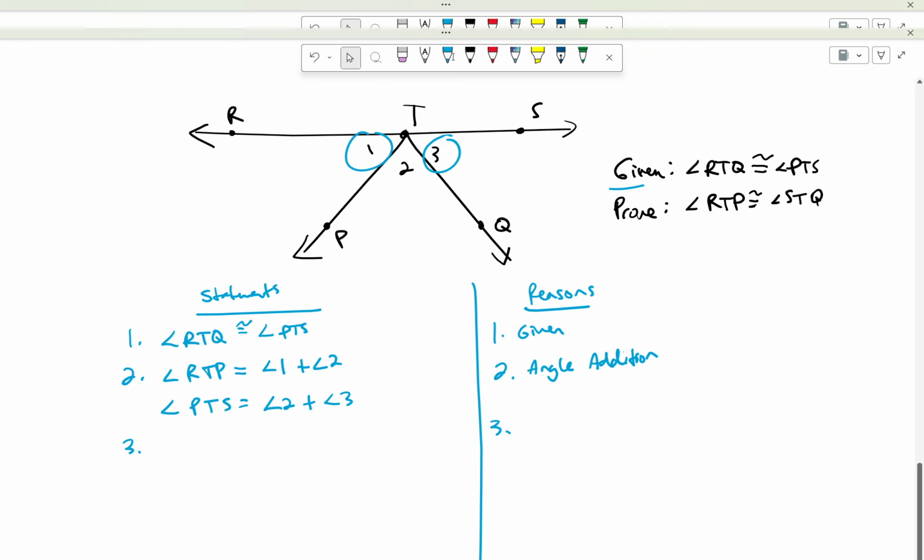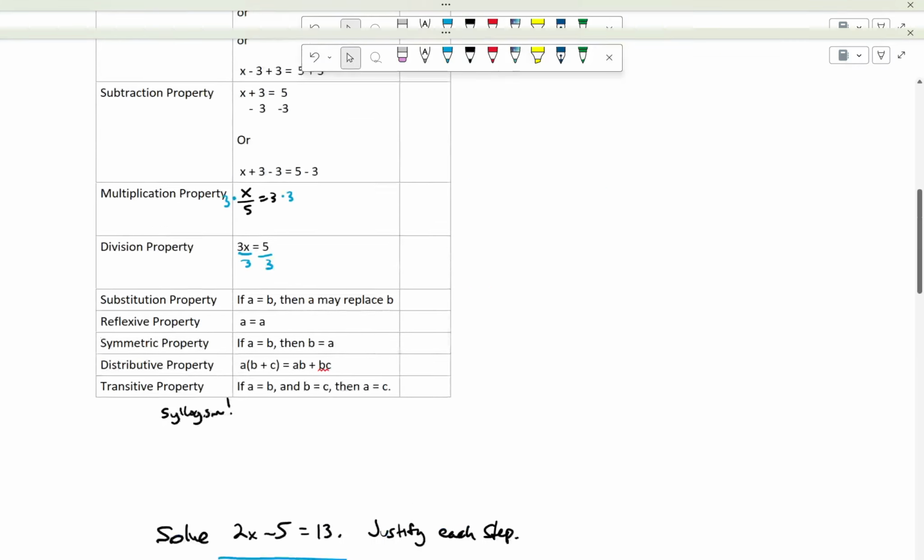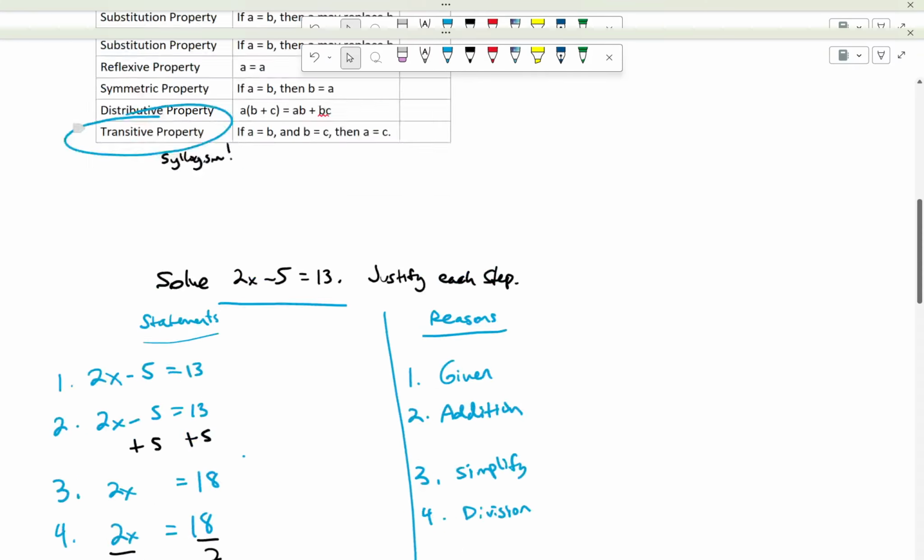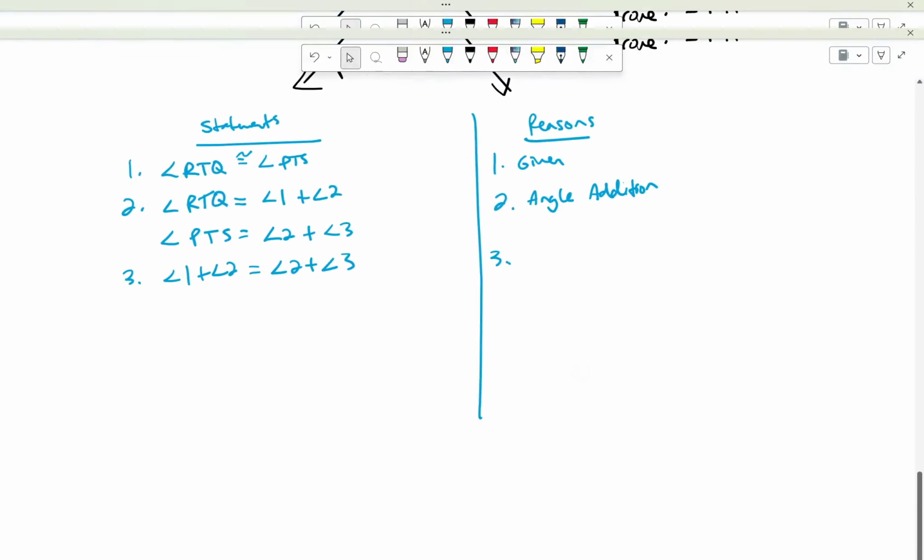Now, we know that RTQ, ugh, it's late here, RTQ is 1 and 2. My apologies. Now we know that RTQ is 1 and 2, PTS is 2 and 3, and that they're congruent to each other. So we can say that angle 1 plus angle 2 is equal to angle 2 plus angle 3. And that's one of our properties. Let's go back. That is this guy, the transitive property.